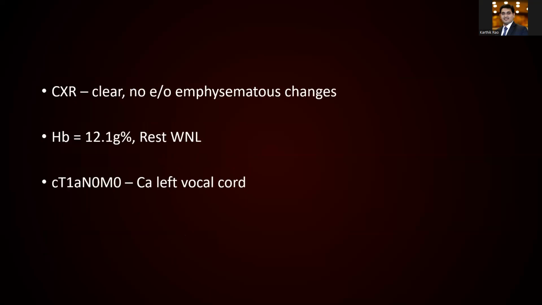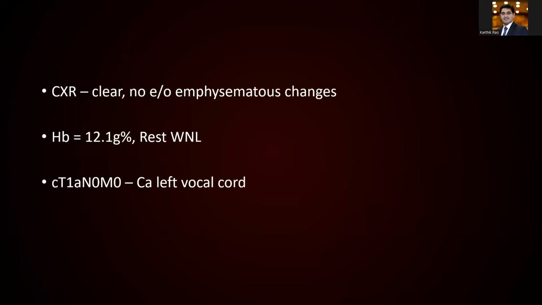So the chest X-ray is clear and doesn't show any metastatic changes. His blood investigations were well within normal limits. So I would like to stage this patient as cT1a N0 M0 carcinoma of the left true vocal cord. Okay. How will you proceed?